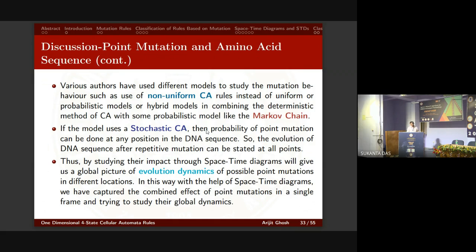If the model uses stochastic cellular automata, then the probability of point mutation can be considered at any position in the DNA sequence. So the evolution of the DNA sequence after repetitive mutation can be stated at all points. Thus, studying their impact through space-time diagrams will give us a global picture of the evolution dynamics of possible point mutations in different locations.